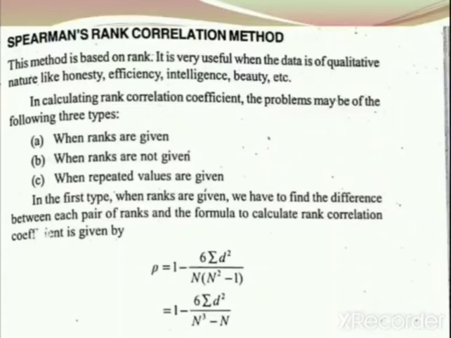Let us see the definition of Spearman's rank correlation method. We have three methods in correlation. First one, scatter diagram method. Second one, Karl Pearson's method. Third one, Spearman's rank correlation method. This method is based on rank. It is very useful when the data is qualitative in nature, like honesty, efficiency, intelligence, beauty, etc.